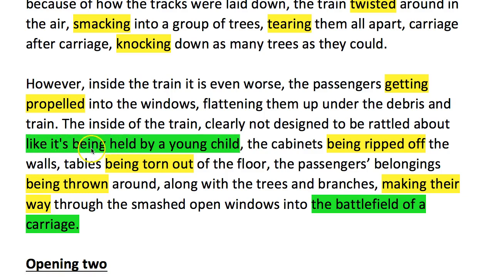And finally, on this piece of writing, he's used a simile here, like it's being held by a young child, and that works. It does describe the movement of this train, and it also suggests that whatever force is derailing it and causing the accident is almost doing it playfully without meaning to destroy. But that also suggests its terrible power, because if it meant to destroy, it might do it more clinically, more swiftly, without causing quite so much pain.